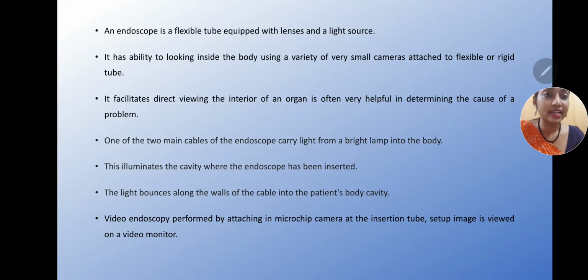It facilitates direct viewing of the interior of an organ and is often very helpful in determining the cause of the problem. One of the two main cables of the endoscope carries light from a bright lamp into the body. This illuminates the cavity where the endoscope has been inserted, and the light bounces along the walls of the cable into the patient's body cavity. Now, video endoscopy is performed by attaching a microchip camera at the insertion tube. The image is viewed on a video monitor.